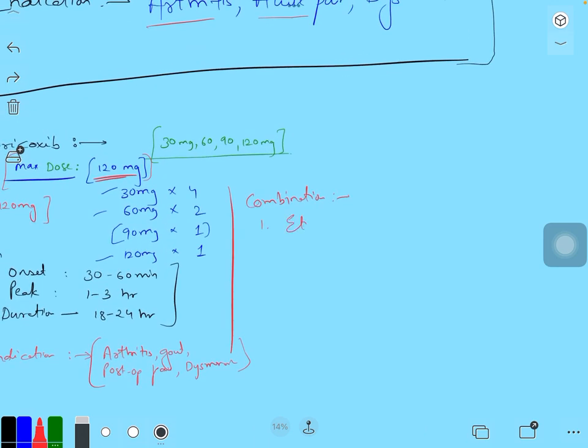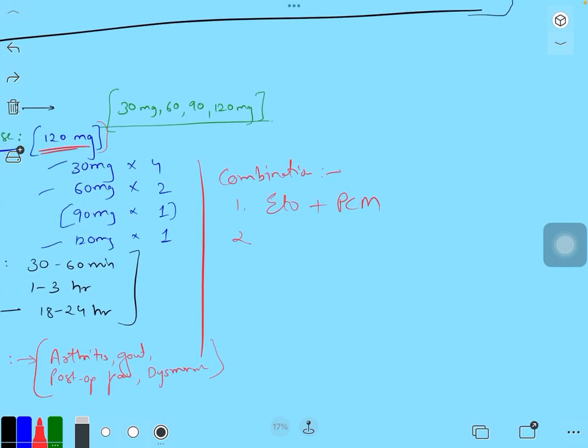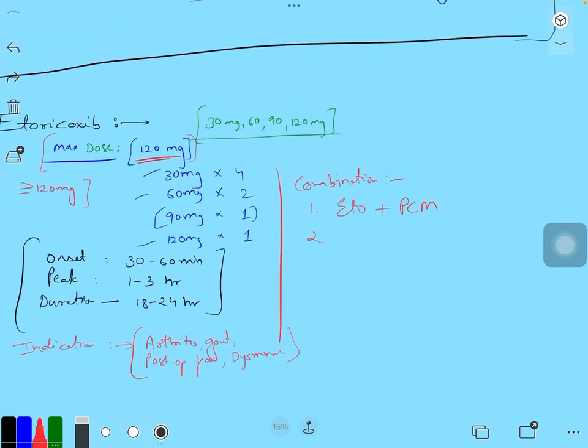Second is Etoricoxib plus thiocolchicoside, again for musculoskeletal pain along with spasm. Very good combination for cervical spondylosis.